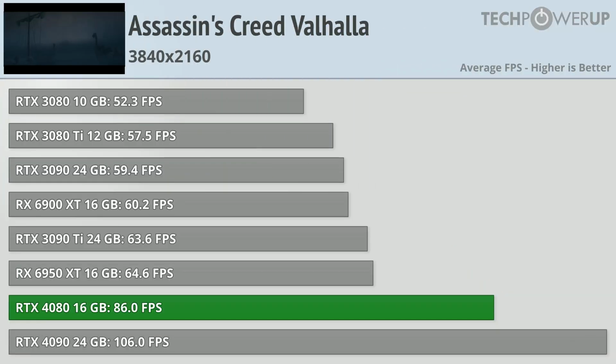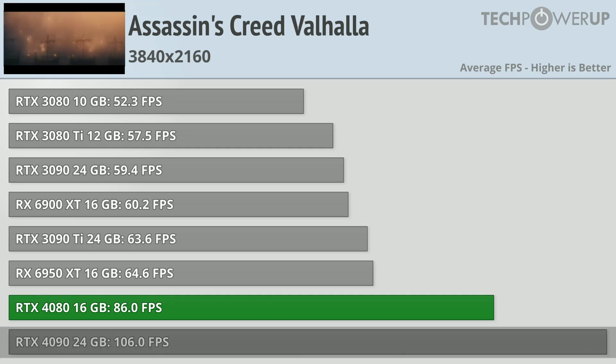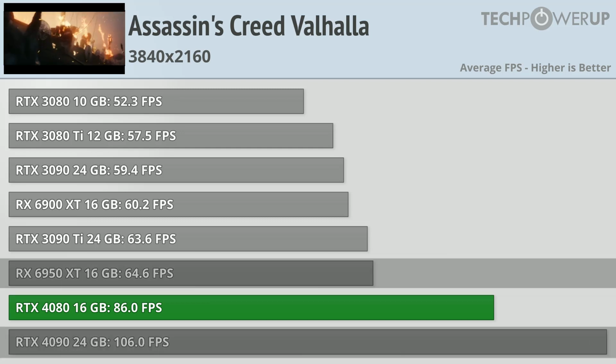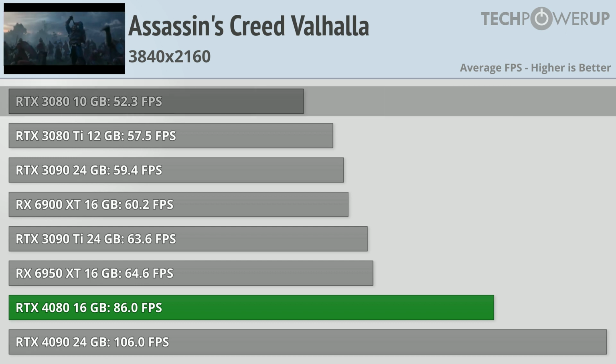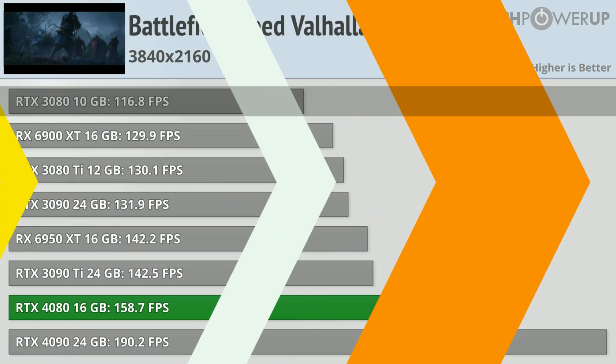Starting off with Assassin's Creed Valhalla, and we can see that the RTX 4080 slots right between the RTX 4090 and the RX 6950 XT, at least when looking at 4K performance. In fact, it lands pretty much exactly in between the two, with it being 25% faster than the 6950 XT, and the 4090 being 23% faster than the 4080. That does put the 4080 in a little bit of a no man's land of performance categories, but it is at least about 64% faster than the outgoing RTX 3080.